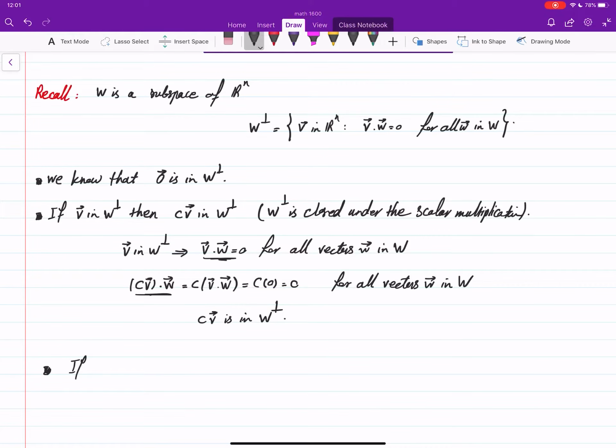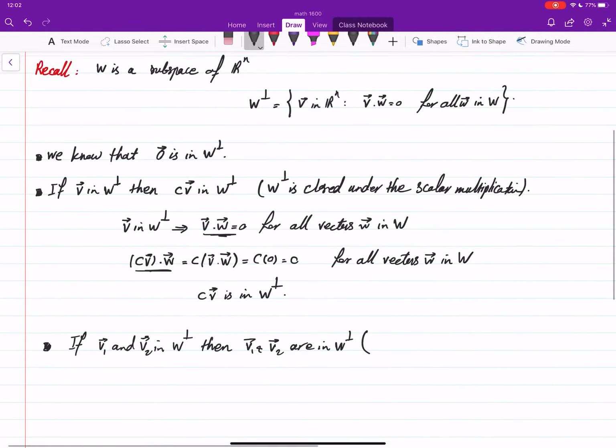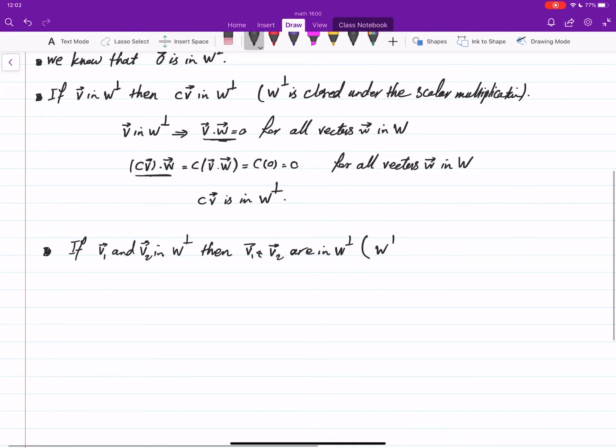If we have two vectors, v1 and v2 in W perp, then v1 plus v2 is in W perp. In other words, W perp is closed under vector addition.